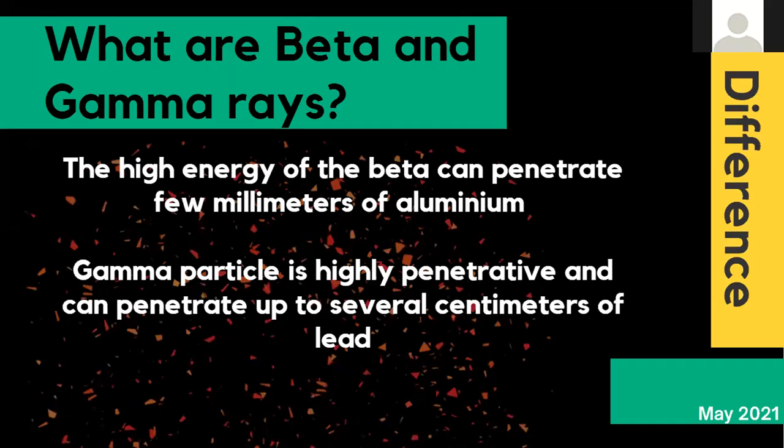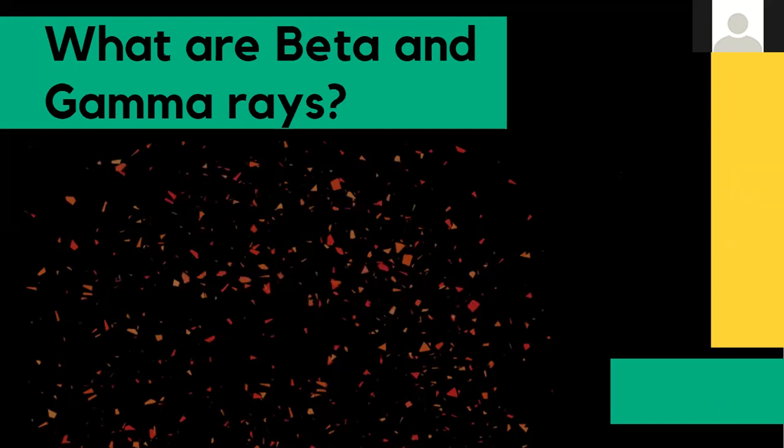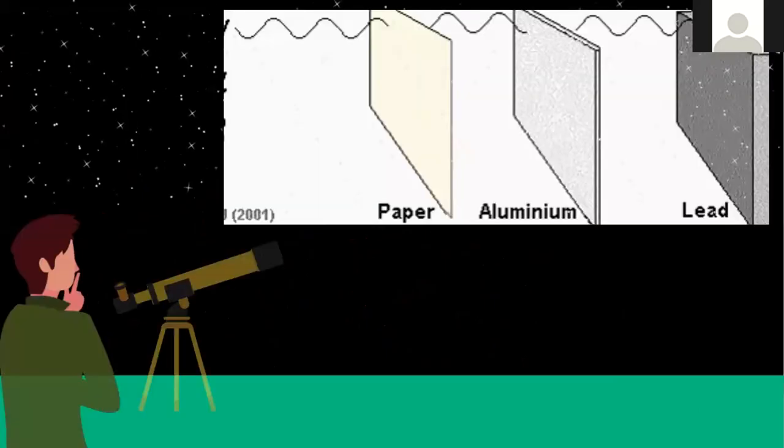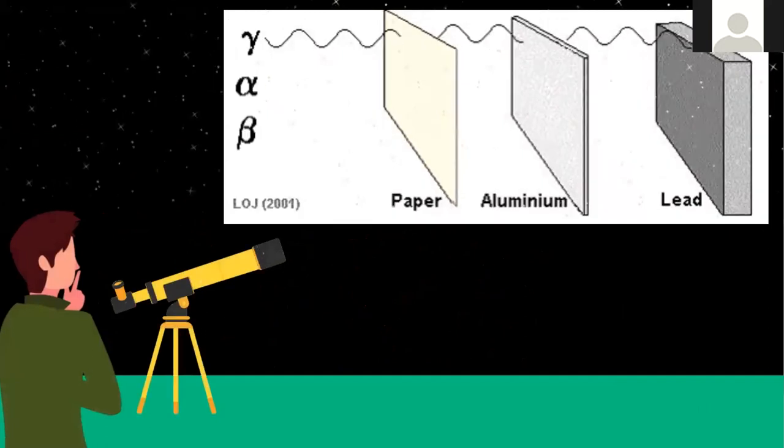So the difference between the gamma and beta rays is that beta rays can only penetrate a few millimeters of aluminium, while gamma is highly penetrative and can penetrate up to several centimeters of lead. This is the photo that has been explained by Shasha before.